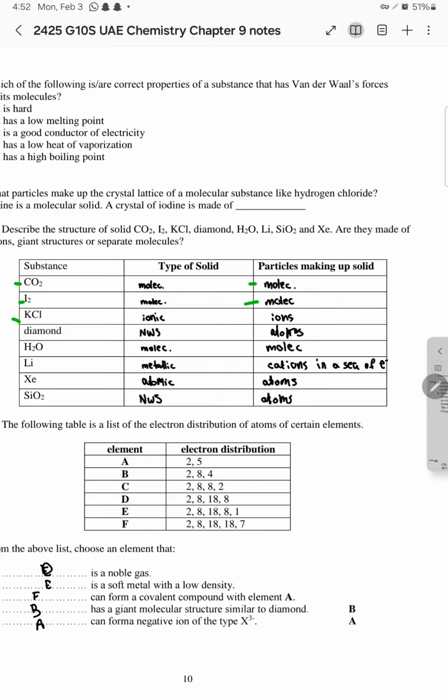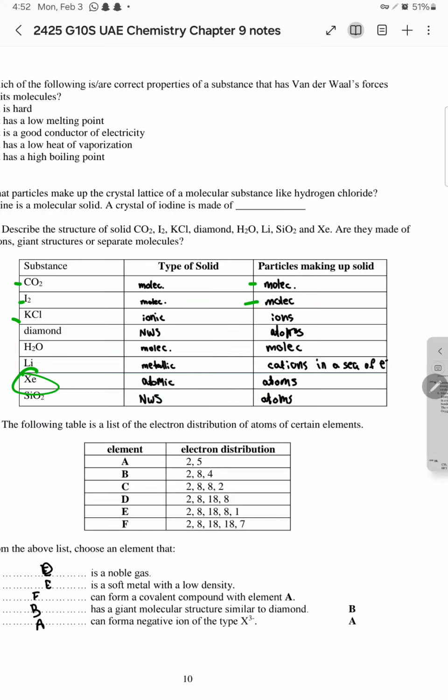Li, metal, it's in group 1. It's a metallic solid, so it's made out of cations surrounded by a sea of delocalized electrons that can move, of course. Xenon is a special case. It's a noble gas, and noble gases don't bond with anything other than themselves because they have a full shell of electrons. So for xenon, since it's a group 8 element, it's an atomic solid because they don't bond with anything. It can't make molecules, and since it's atomic, it's gonna be made out of atoms, of course.